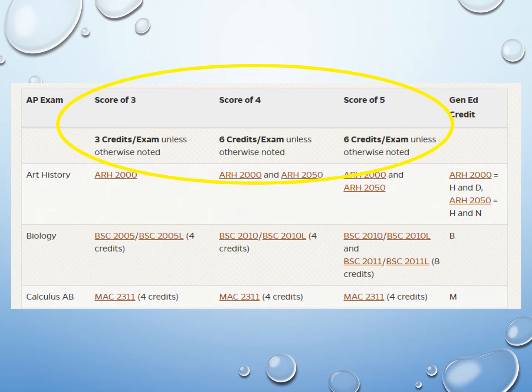So I actually try to stay away from that concept because it can be a little confusing and also can be frustrating to students when they find out that they didn't actually earn more if they got a 5 versus a 3, as in the case of Calculus AB right here that you can see, didn't earn more credits. So just be very careful with the language that you use in regards to this.